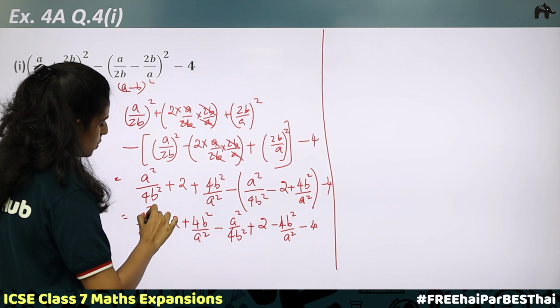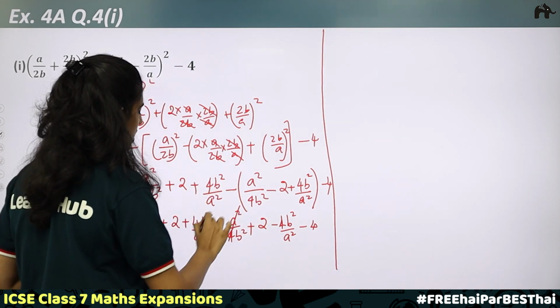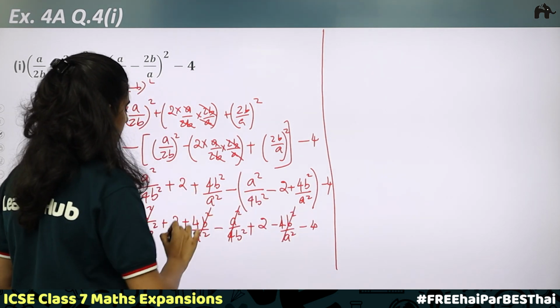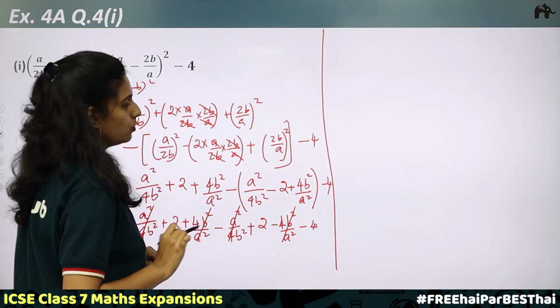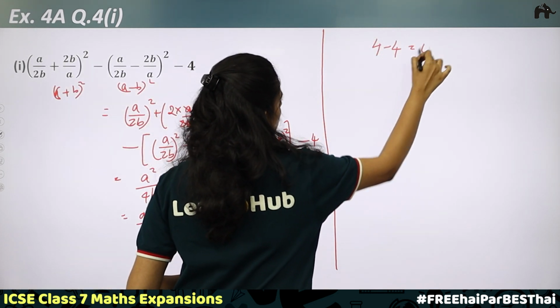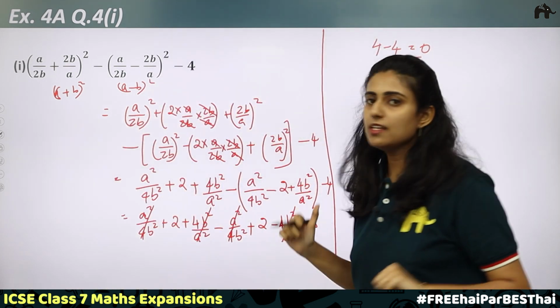Here we have A square by 4B square and minus A square by 4B square gets cancelled. 4B square by A square minus 4B square by A square gets cancelled. Then you have 2 plus 2, which is 4, minus 4, and that is equal to 0. So when you solve this, you will be getting the answer to be 0.